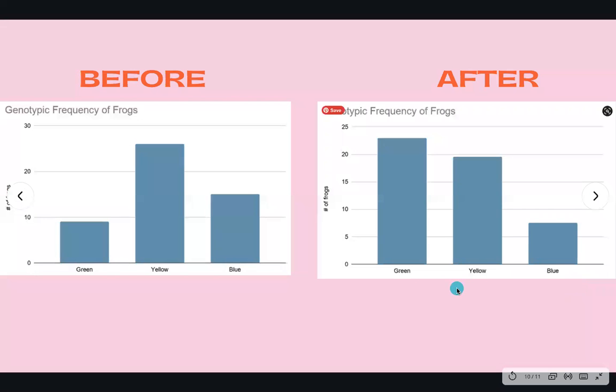Okay. Given the change in frequency after selection, we can conclude that this is a directional selection. We started off with a low number of green frogs and it has since surpassed the number of yellow frogs and blue frogs based on its fitness value and ability to blend in.